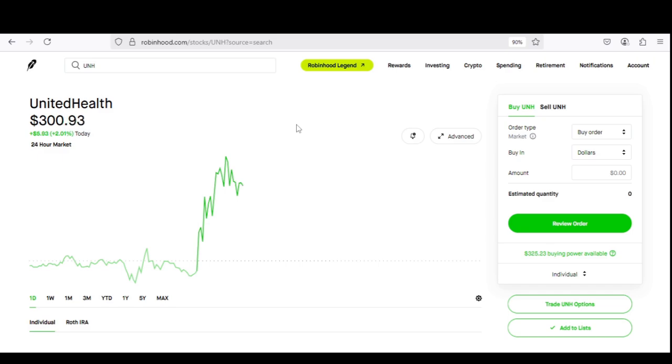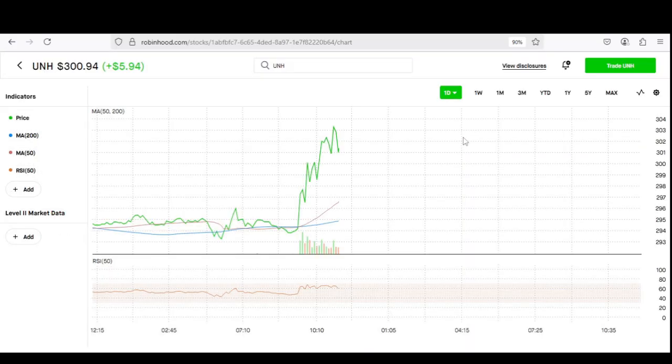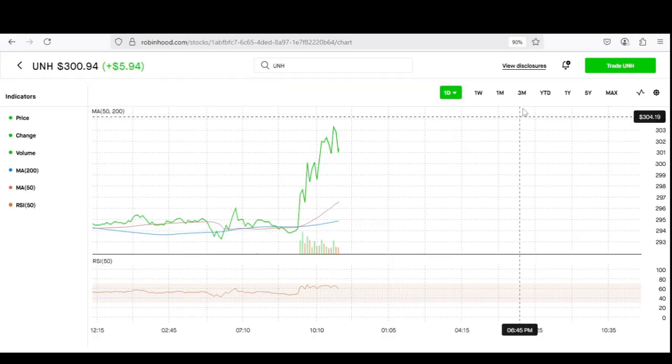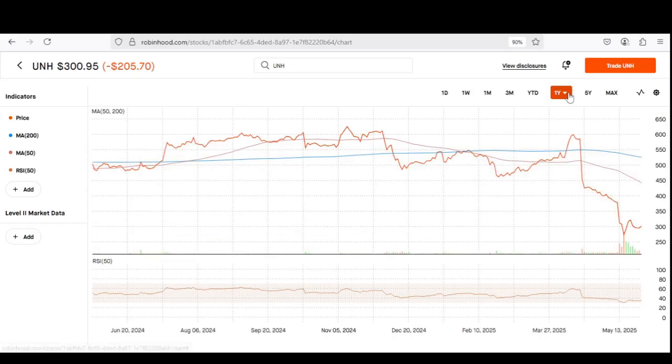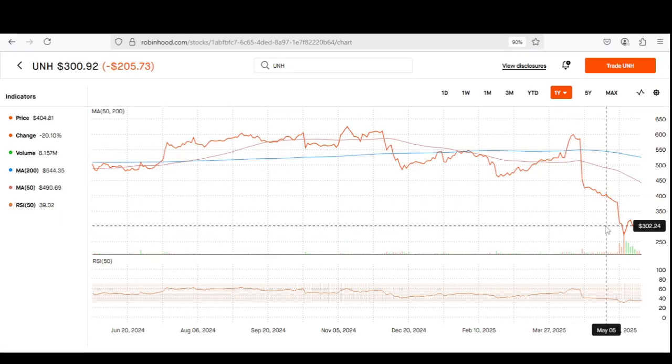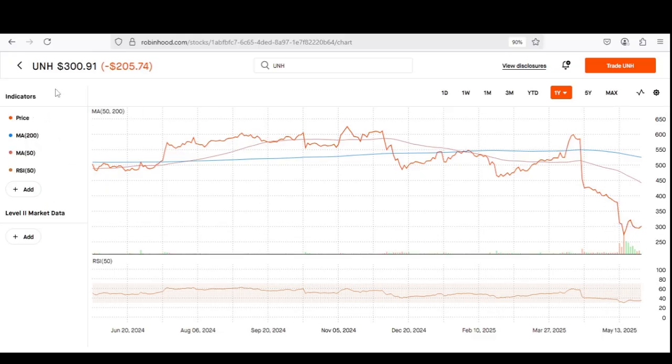Now, what we're going to do to get started off, I'm going to go to the advanced feature right here with Robinhood. We're going to go ahead and open that up. Now, we're going to go to the 1 year mark, which is representative of that 1Y. Now, here is the price. The current price of United Health is around $300, 300.90.